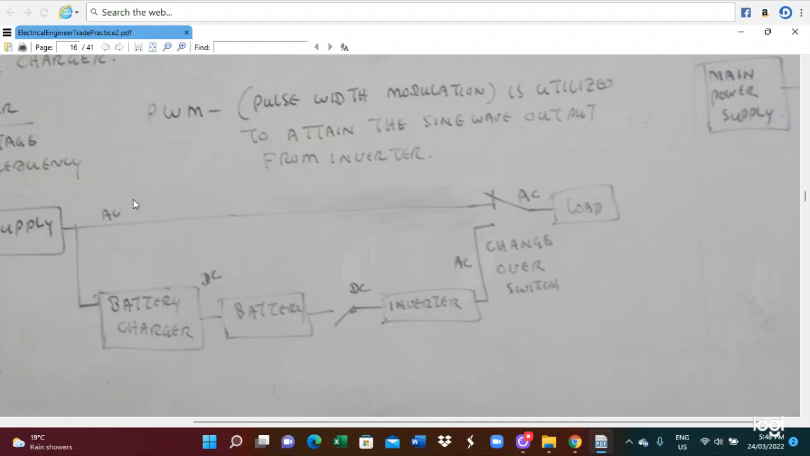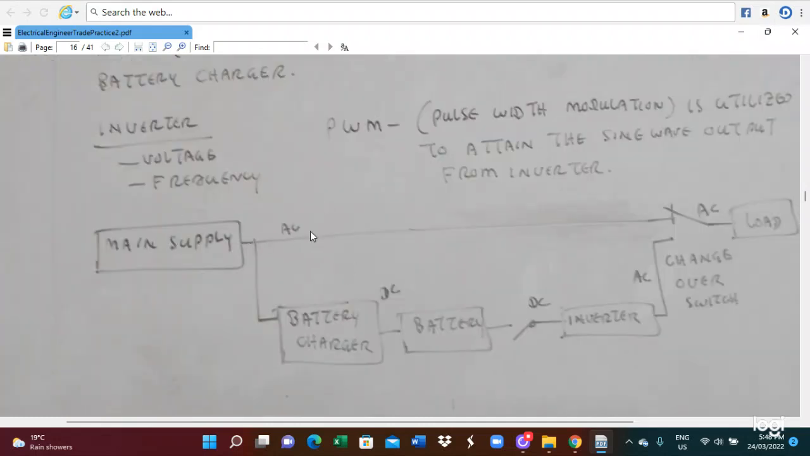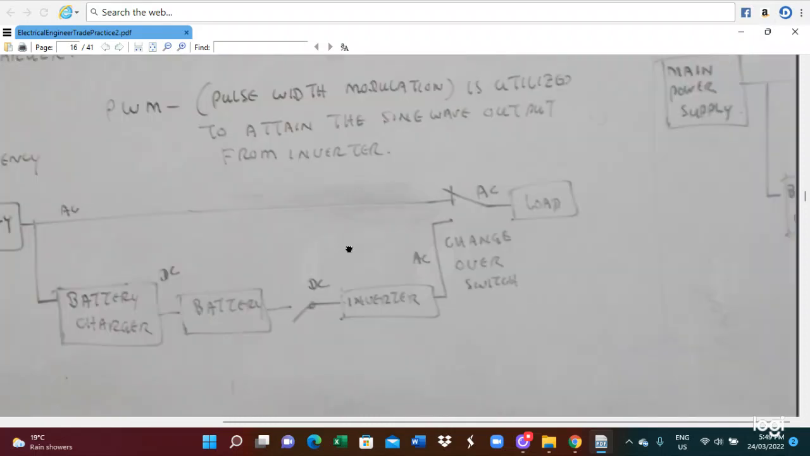So this is the main supply here, AC supply to the load, or the battery. The AC also supplies the battery charger, and the batteries are connected to the inverter. At the time of an emergency, the inverter will supply the load through this changeover switch.